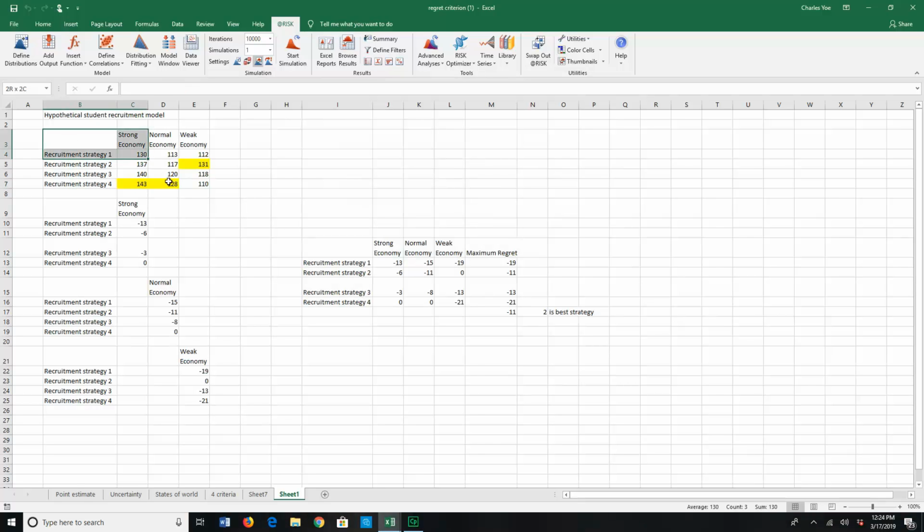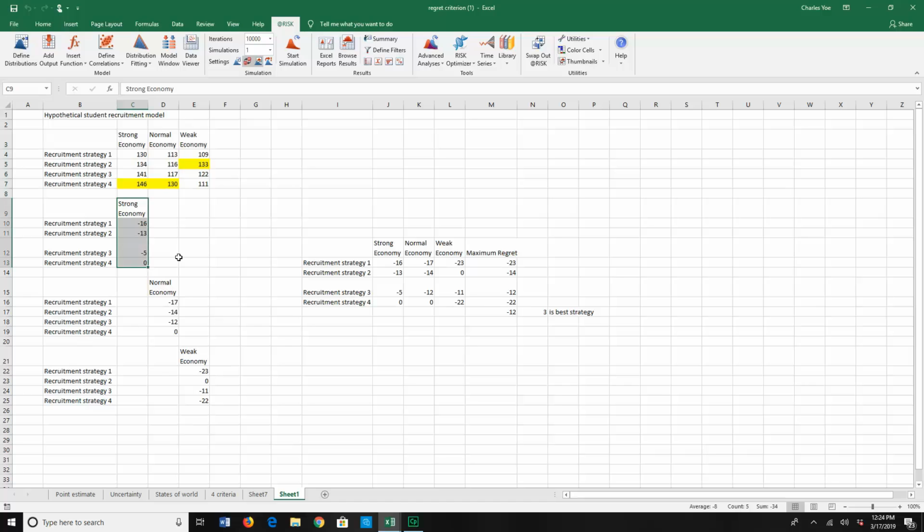So let's take a look at these data. I'm going to turn the simulation on and I'm going to hit the F9 button, and you'll see the number of students who are successfully recruited by each strategy under different economic conditions changes. The rest of the model is familiar.